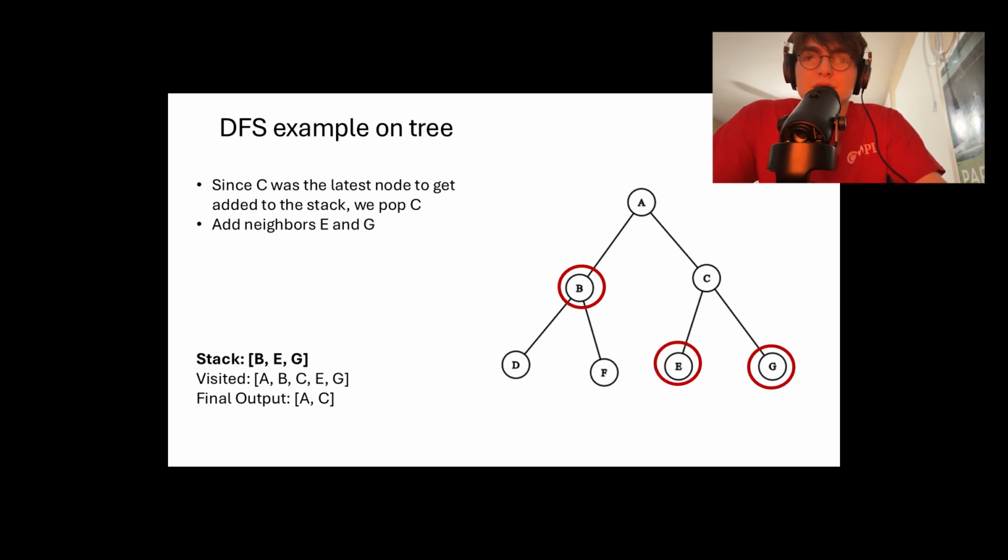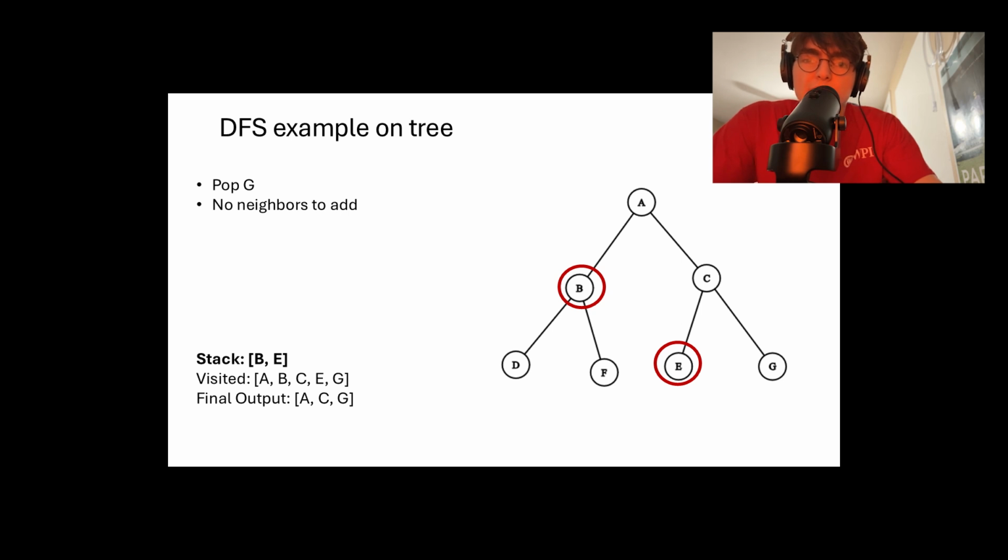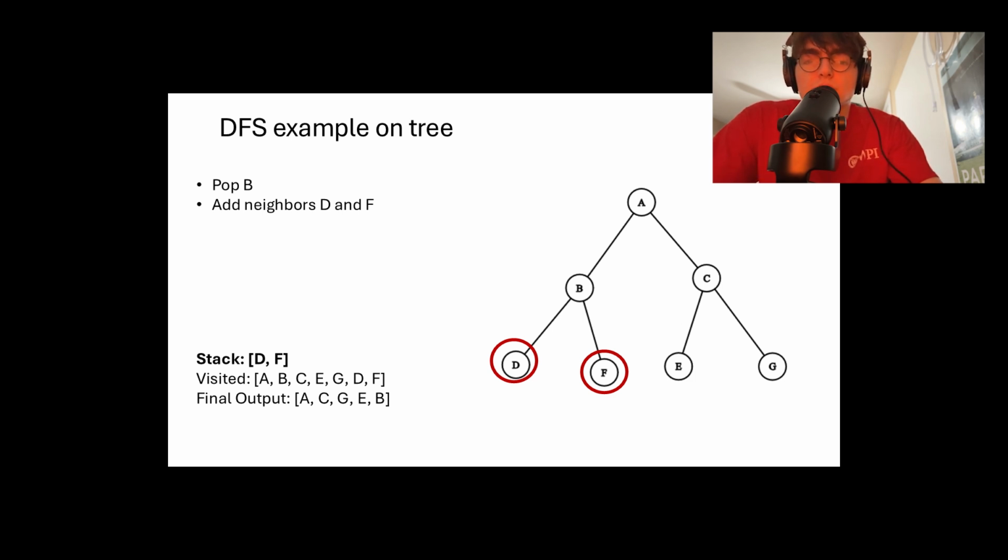Since C was the latest node to get added to the stack, we pop C and add the neighbors E and G. So now our stack is B, E, and G. Now we pop G, and since there are no neighbors to add, we just backtrack. And now watch this. We pop E. Notice how E was right next to G. And then, because B was the only thing in the stack, we pop B.